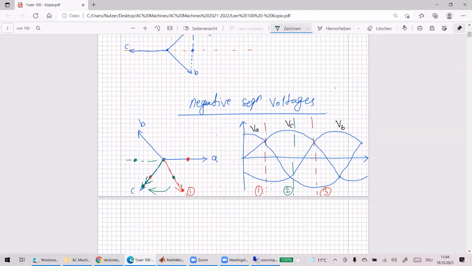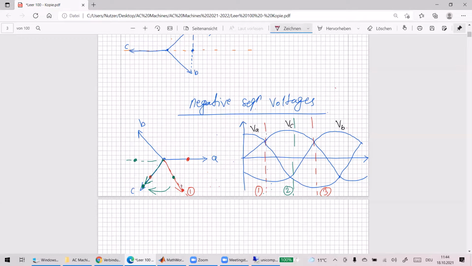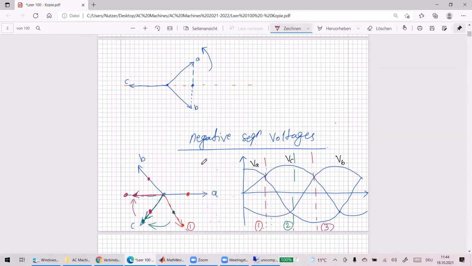So I would use some other color. There are a lot of colors, so let's use this one. For the third, we can see B and C are positive. So B will be here, C will be here, and then our A is negative. So negative A is here. Again, we will have the resultant on the A negative side. And this time also it's rotated clockwise. So that's the main difference between negative sequence and positive sequence.